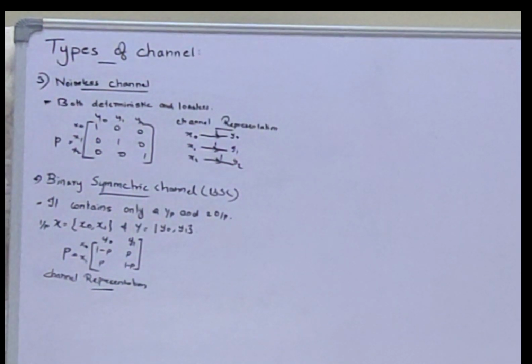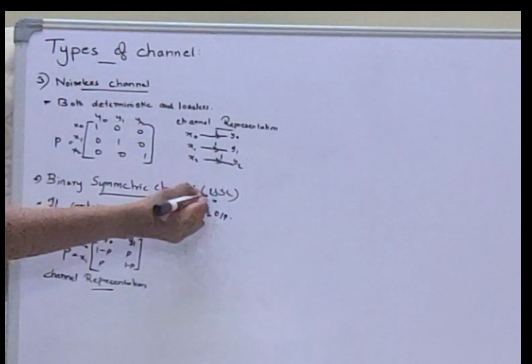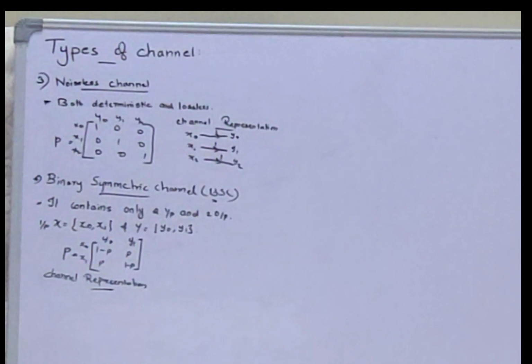Now the fourth channel is the binary symmetric channel. Here it contains only two inputs and two outputs. Binary symmetric channel: it is binary, therefore it has two inputs and two outputs. It is symmetric because the probability behavior at the input is the same as at the output.